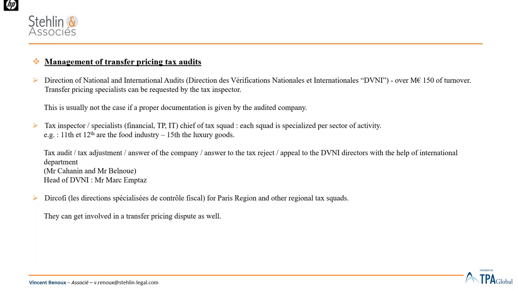has tax inspectors, and they are specialized by sector of activity. So, for instance, I gave you an example, the 11th and 12th squad are specialized in the food industry, and the 15th squad is specialized in the luxury goods industry. So, usually, the tax audit is run by a tax inspector. When it's a big group, it can be two tax inspectors, but they are not specialized in transfer pricing. Nevertheless, you can be sure that they are going to deeply investigate transfer pricing issues, because the time where the tax inspector has little knowledge of transfer pricing is finished.